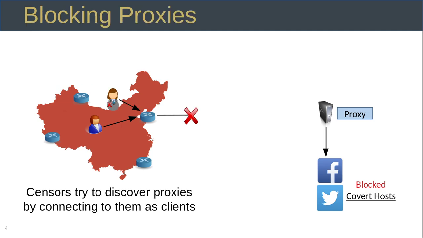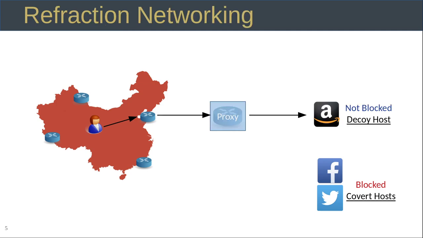Of course, censors are always looking to block these proxies as well, and they can do this by IP or using and abusing the domain name system. But one way to escalate this game in favor of censorship circumvention is to use something called refraction networking.